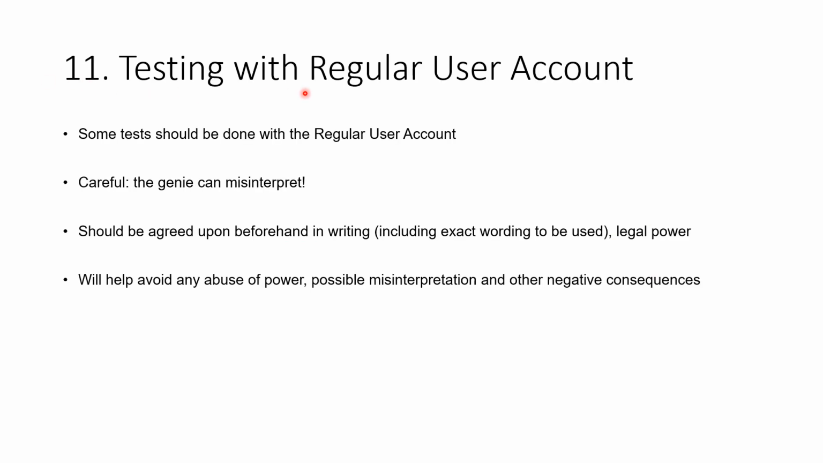Some thoughts on testing with the regular user account. First off, we should definitely do some tests with the regular user account to get enough coverage. We cannot only use the admin account, but with the regular user account, we should be very careful because the genie can misinterpret our wishes and we're not testing that. So my solution for that is that those wishes should be agreed upon beforehand in writing, including the exact wording to be used, and such writing should have legal power. This will help us avoid any abuse of power, possible misinterpretation, and other negative consequences.